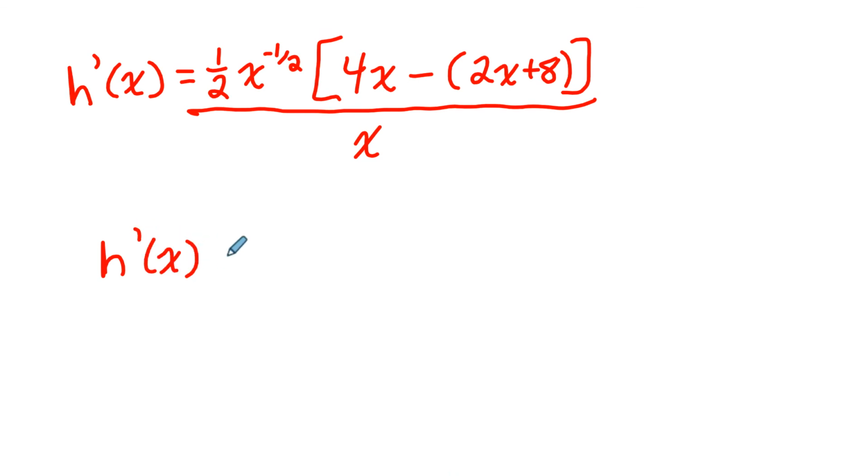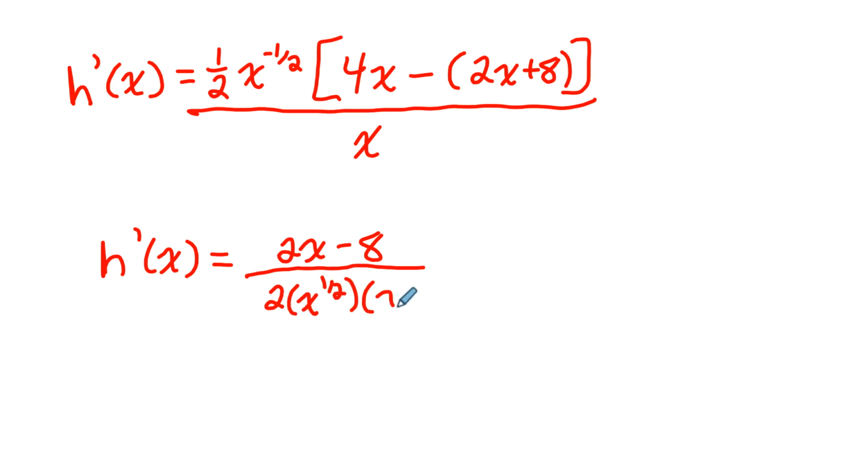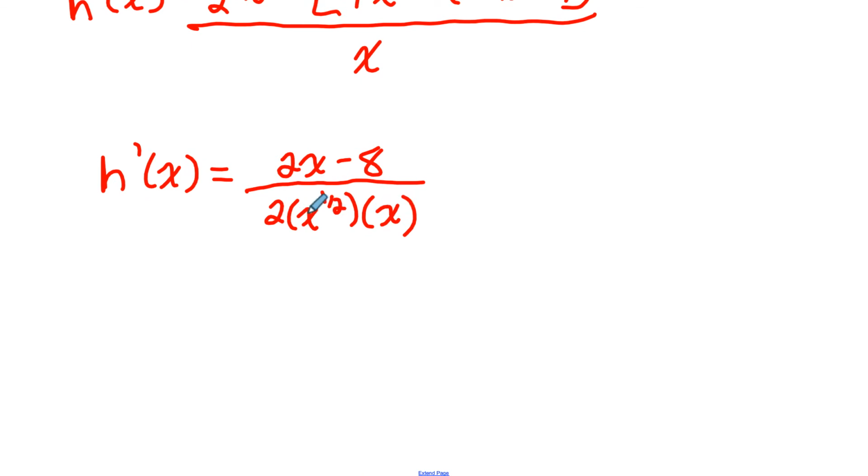H prime of x equals, this 1 will stay in the numerator, but I don't have to write it. This x to the negative a half is moving to the denominator. This 2 is moving to the denominator. And all I've left in the numerator is 4x minus 2x minus 8. So that would be 2x minus 8. And that's all over this 2, and then an x to the half and an x. And I can collect those powers of x together using my exponent rules. I know that when powers of x are being multiplied, I can keep the base and add the exponents.